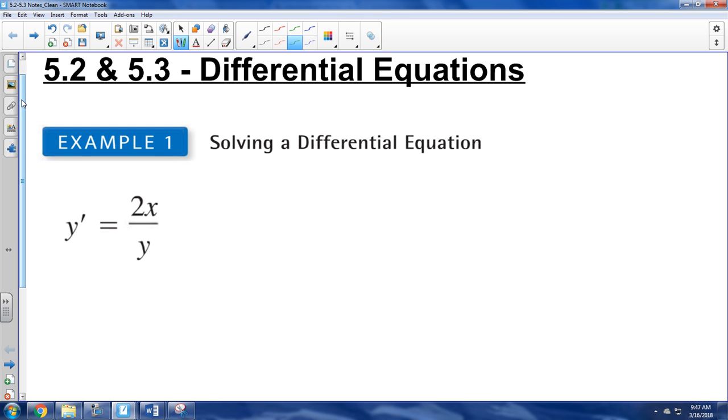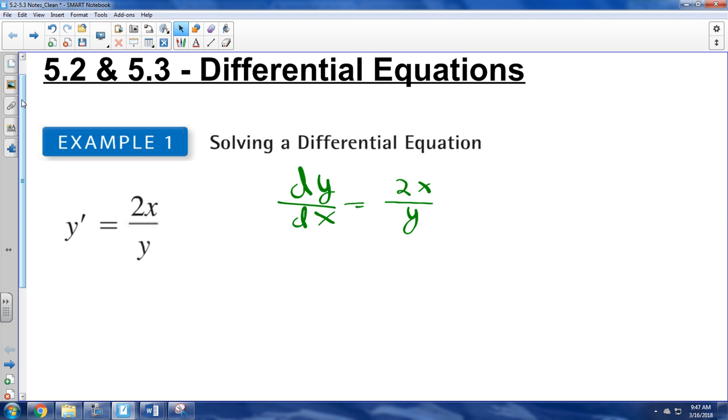So let's look at this. We have y prime equals 2x over y. When you're solving a differential equation, you are going to want to make y prime into dy/dx. So really I'm just going to rewrite this as dy/dx equals 2x over y.